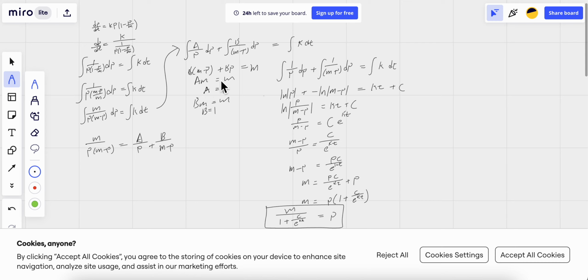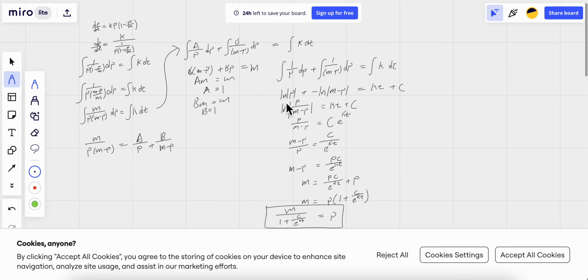So in this case, let's let P be 0. So AM equals M, and A equals 1. And if we were to solve for B, let's let P be M. So this term will be 0. So we have BM equals M and B equals 1. So once we have our A and B values, we can continue with our integration. So this becomes the integral of 1 over P plus 1 over (M minus P) equals the integral of k.